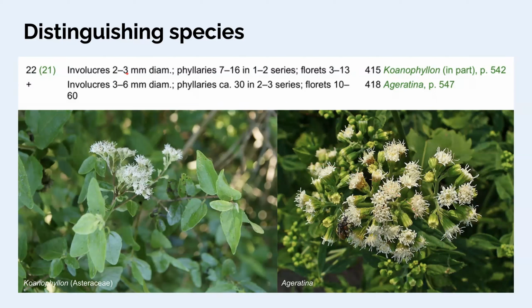So seeing that the diameter of the involucre has two non-overlapping ranges, that could be the basis for probably a very important distinction here. Florets here, we got between 3 and 13. Here we got between 10 and 60. So mostly non-overlapping range there. A person would have to look at a whole lot of specimens to be able to determine these kinds of things.